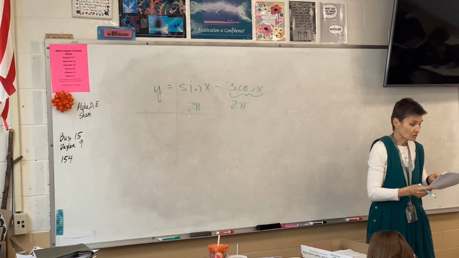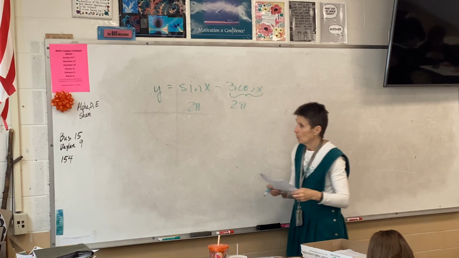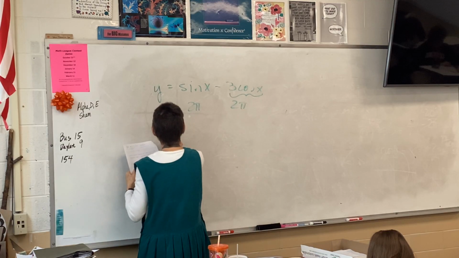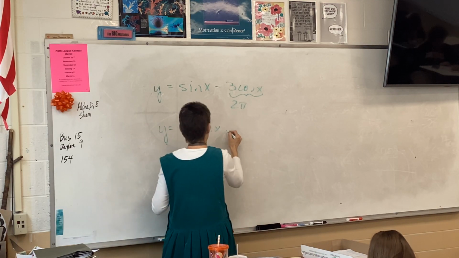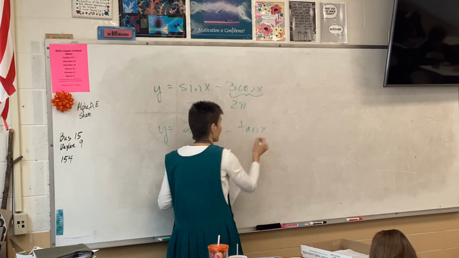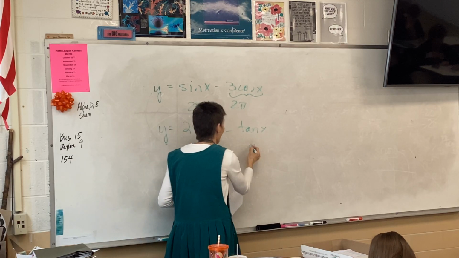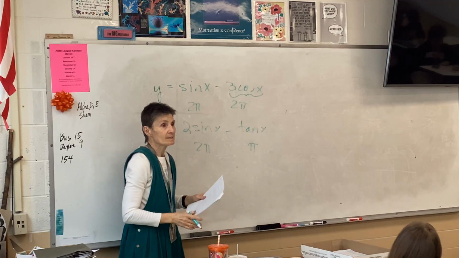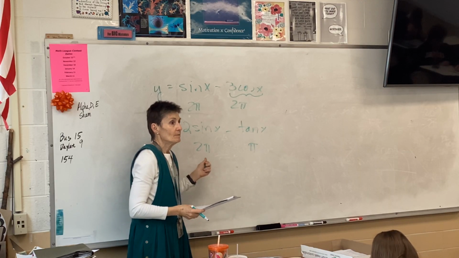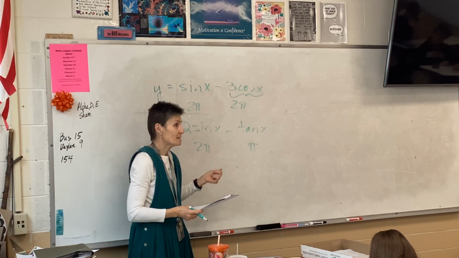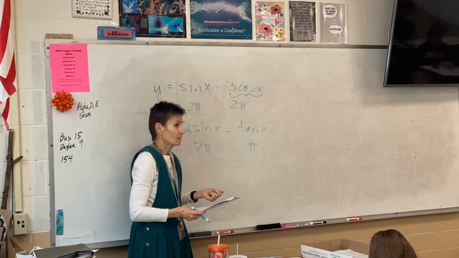All right, let's look at B. What is the period of the first part of the problem? 2 pi. What is the period of the second part of the problem? Pi. Is it a sinusoid? No. Why not? The periods of each individual piece are not the same.